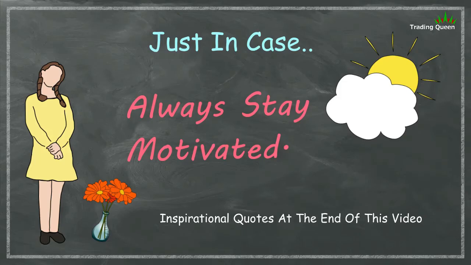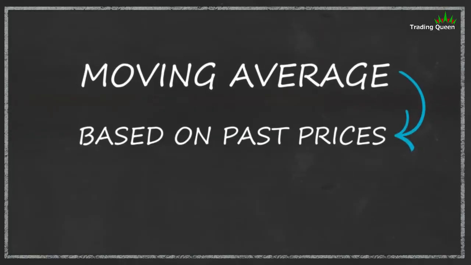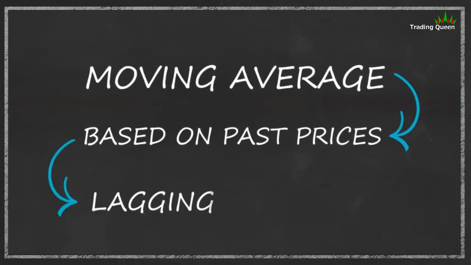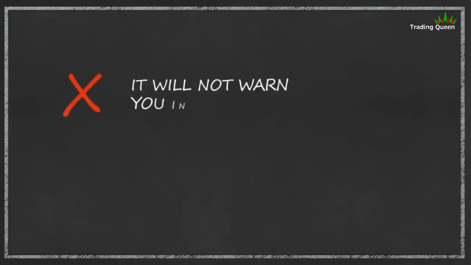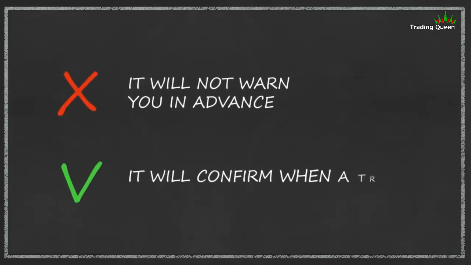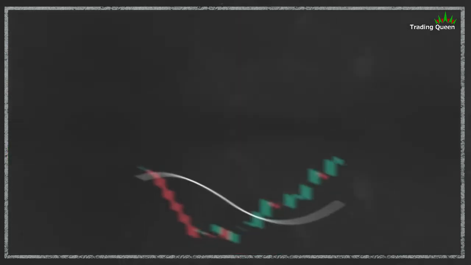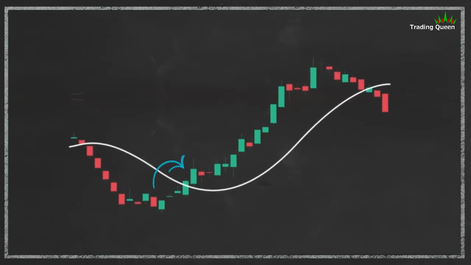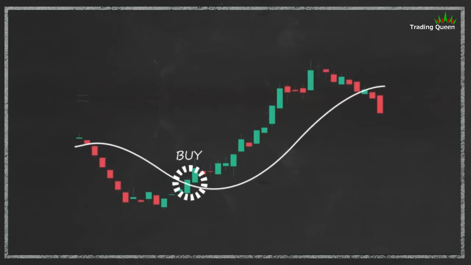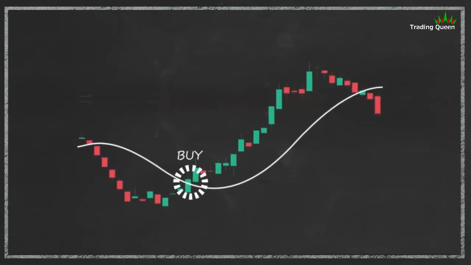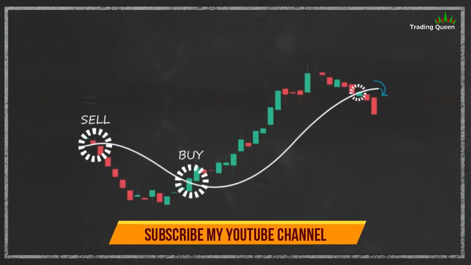Have in mind that a moving average is based on past prices and is known as a lagging indicator. Therefore, it will not warn you in advance, but it will confirm when a trend change has taken place. At the most basic level, when the price crosses up and over the moving average, traders take this as a signal to buy. When it crosses down under the moving average line, they consider it a signal to sell.